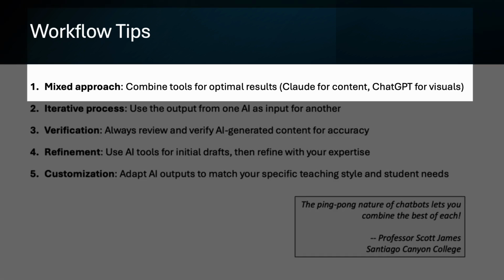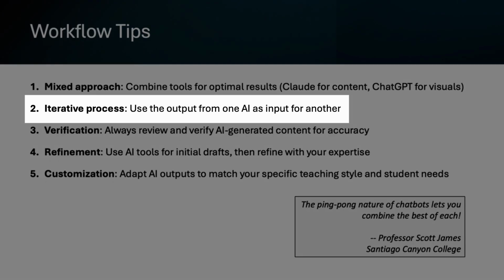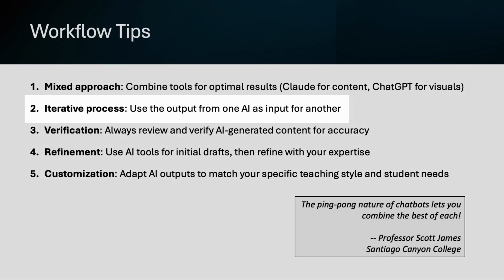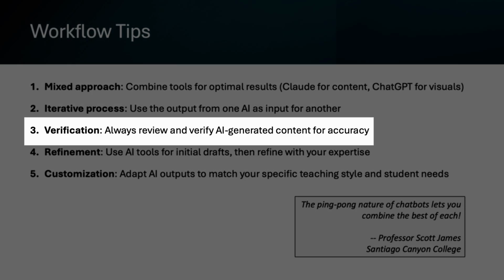First, mixed approach. Combine tools for optimal results. For example, I use Claude for content and ChatGPT for visuals. Second, the iterative process. I use the output from one AI as input for another. Third, verification. Always review and verify AI-generated content for accuracy and desired outcome.